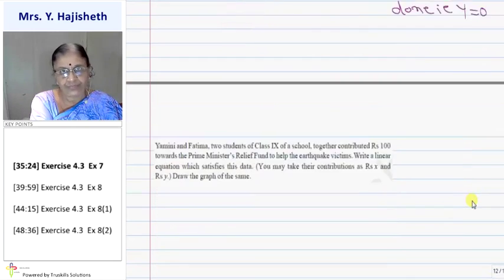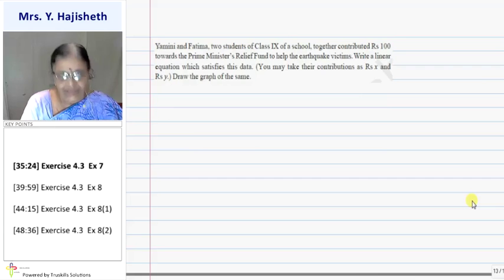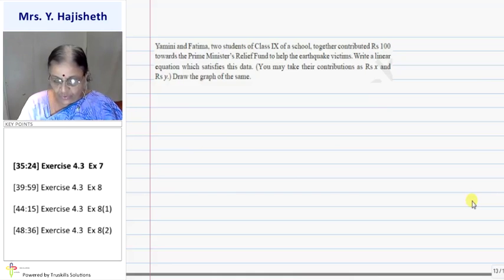Now there is another question. Yamini and Fatima, two students of class 9th of a school, together contributed ₹100 towards the Prime Minister's Relief Fund to help the earthquake victims. Fatima and Yamini together contributed ₹100.